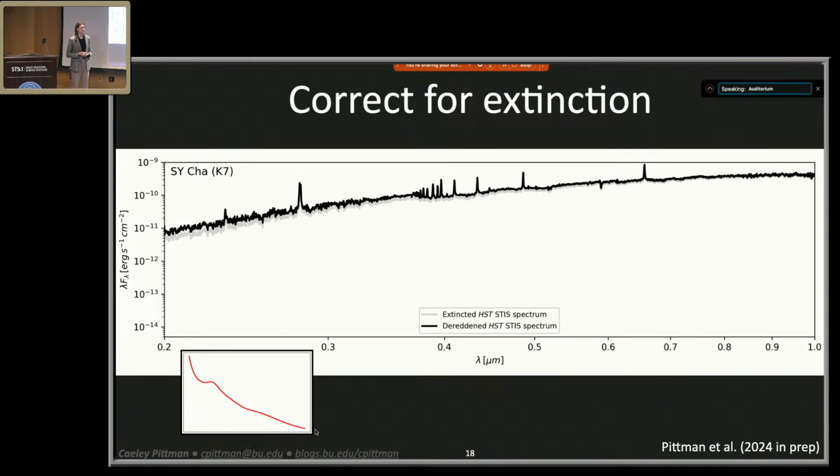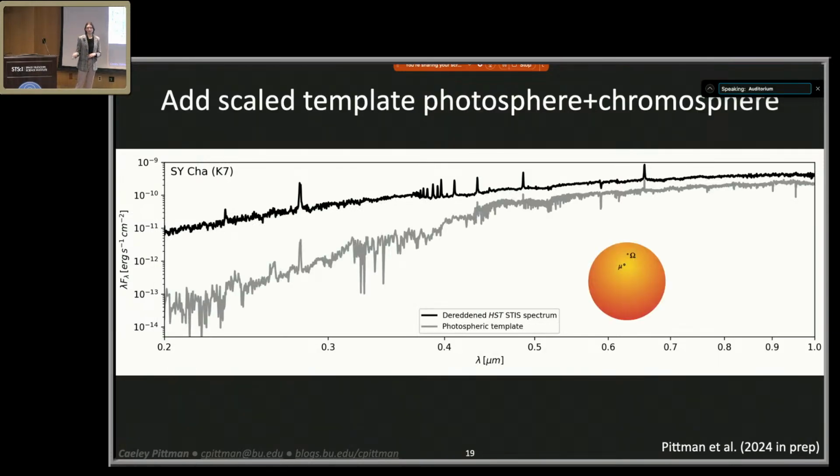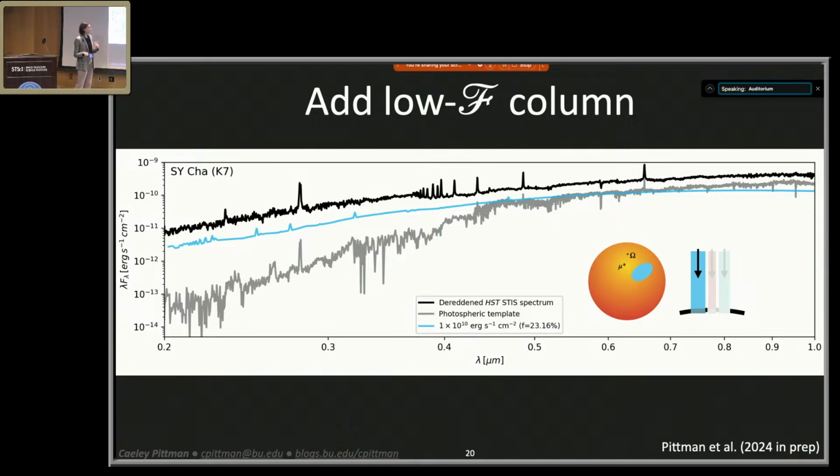Once you correct for this, you can add in your non-accreting template photosphere chromosphere, which is the weak line T-Tauri star. And again, this is scaled by the contemporaneously measured veiling. And then you can add in the low energy flux density column calculated for this star's specific stellar parameters.